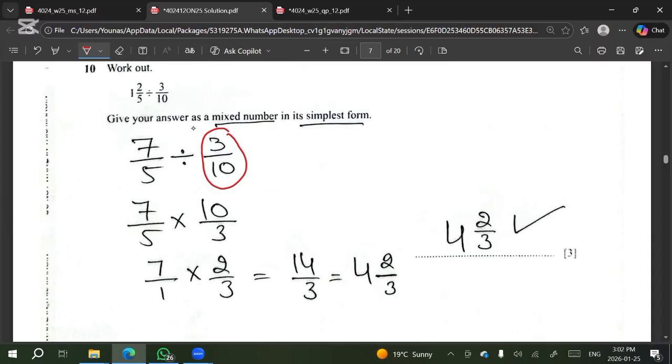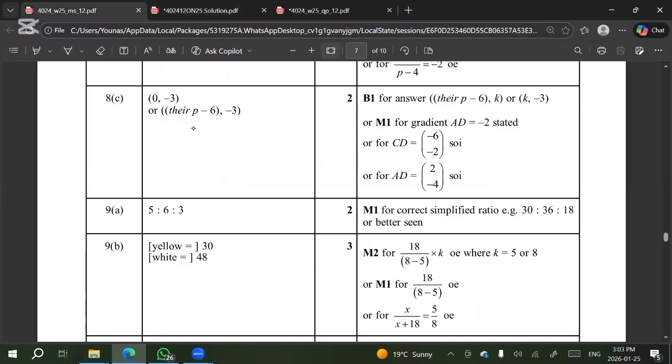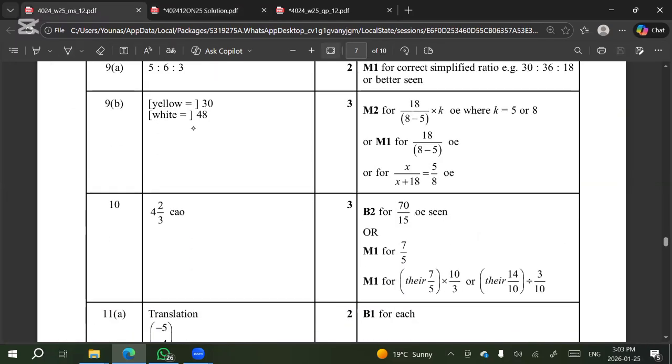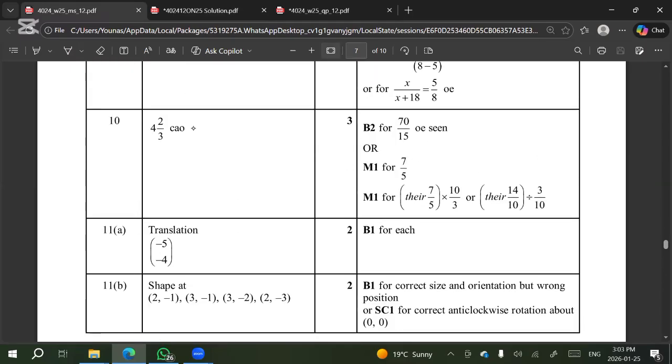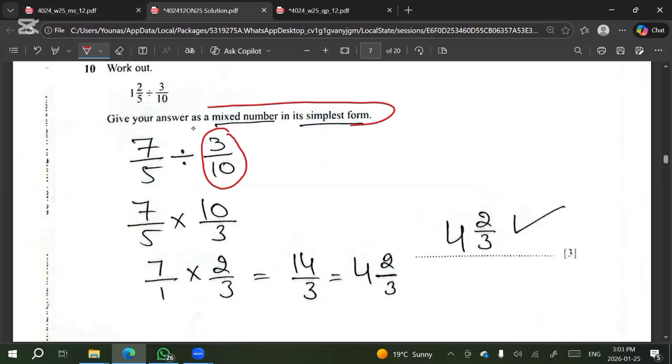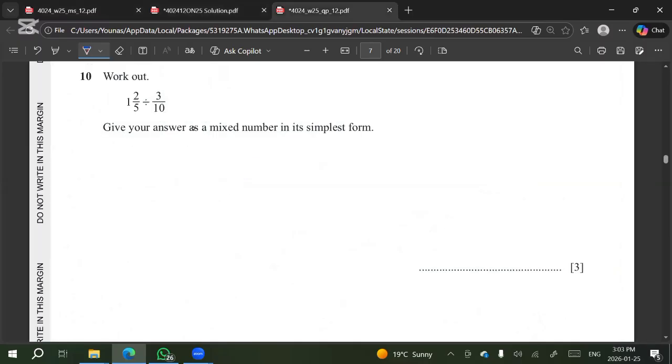So 5 and 10 will be cancelled with each other. So you are left with 7 by 1 multiplied by 2 by 3. So that is 14 by 3, because we have to write it in the simplest form as a mixed number. So 14 divided by 3 will be 4 whole 2 by 3. So these sentences are very important. Okay, so question number 10, a 3 marks question. And let me show you the answer, sir. Question number 10, the marking scheme is showing up on your screen. Our answer is right. Question number 10 is done. So let's do the next one.